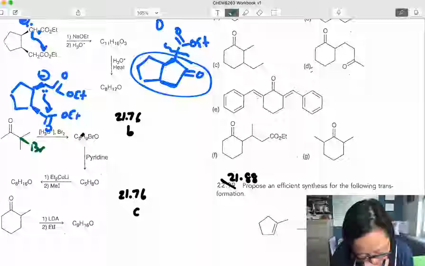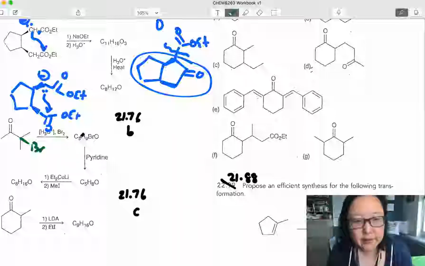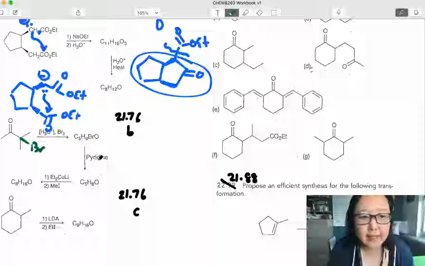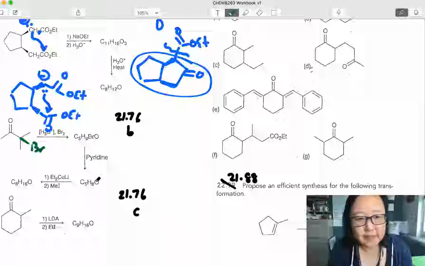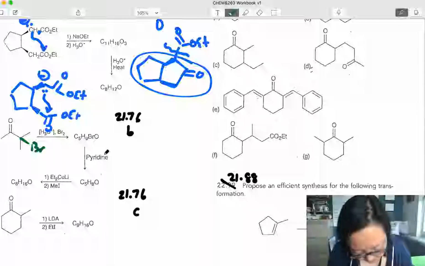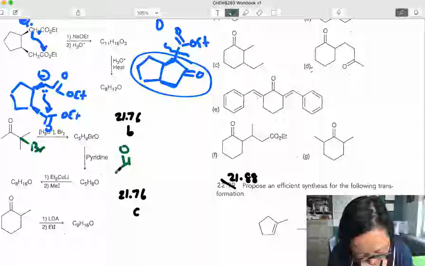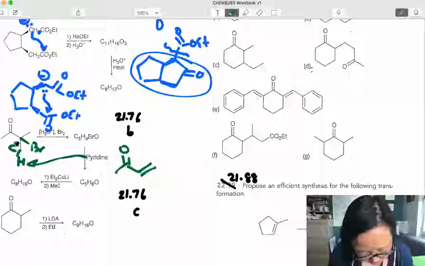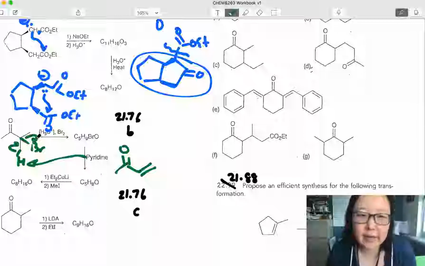And then with pyridine, that's a non-nucleophilic base. And what that's going to do is notice the bromine's going to be eliminated, along with the hydrogen. So it looks like it's going to do an elimination. So probably we'll get elimination like this. So one of these hydrogens, it doesn't matter which one, is going to get attacked, and this does an E2 kind of reaction.